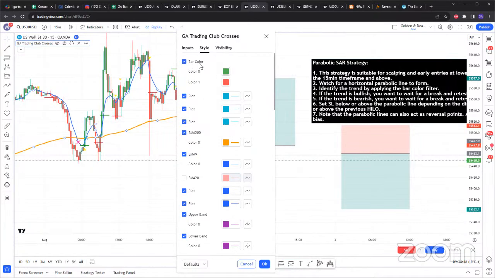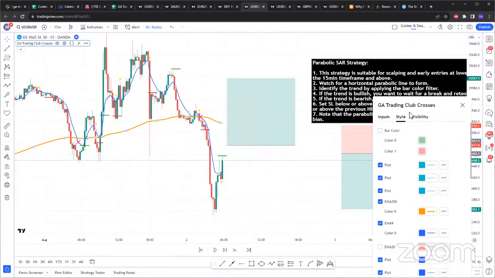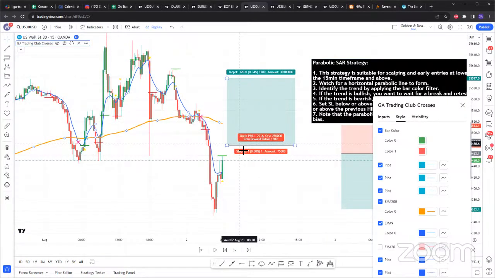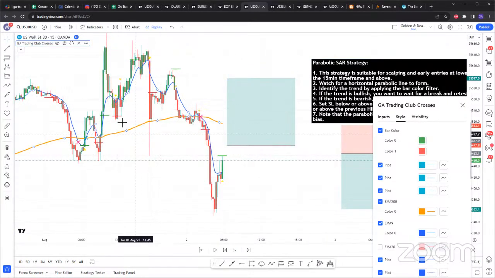In this indicator, there's this option in style to turn on the bar color. Once you turn on the bar color, it will color the bars based off of a trend. So if price is below the 9 EMA, all the candles below the 9 EMA are going to be red.